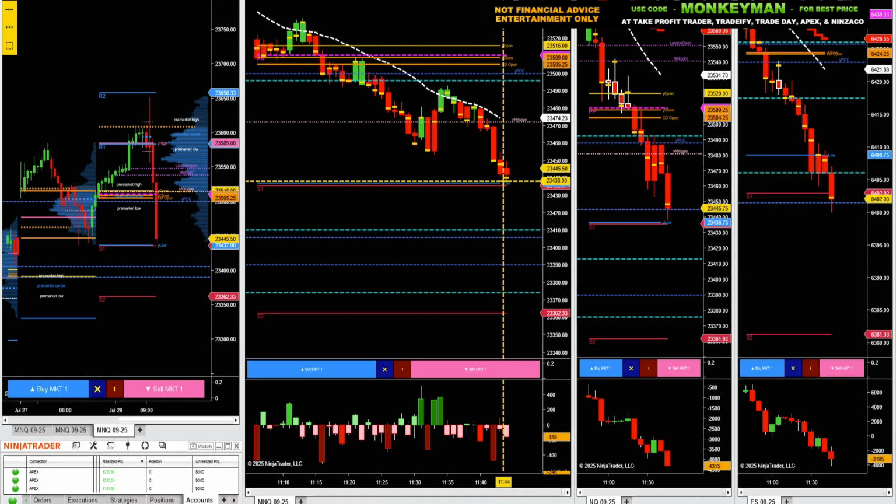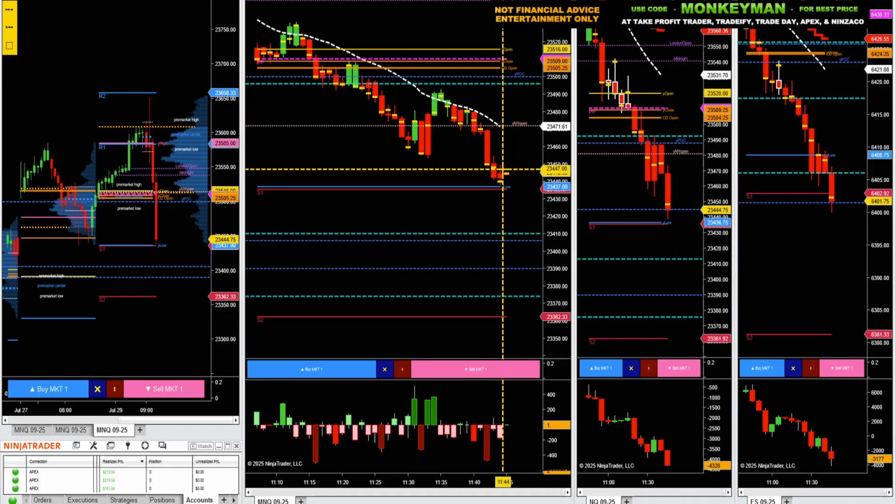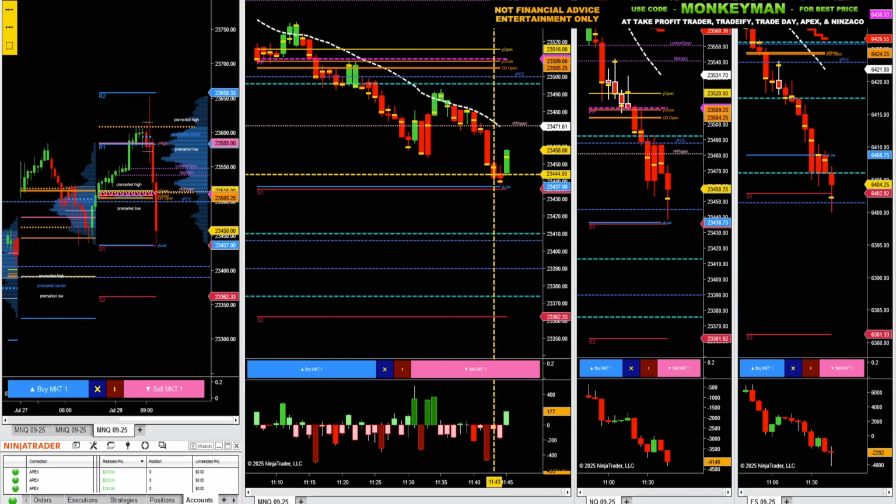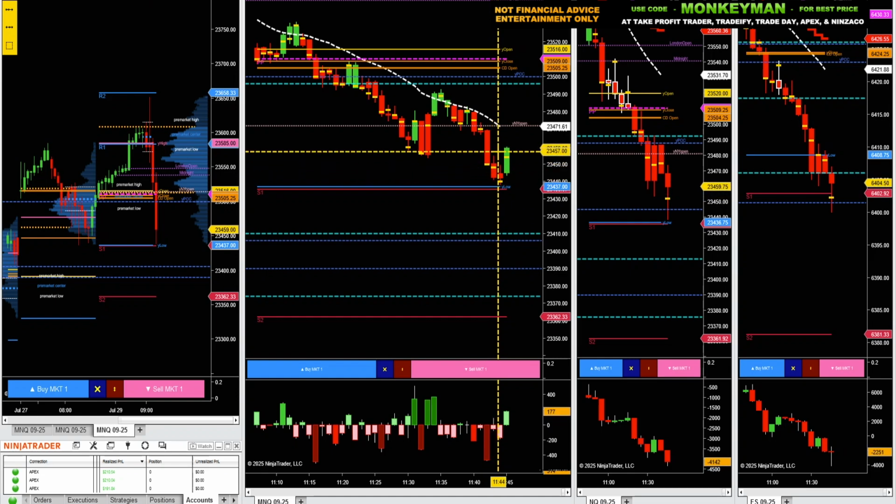We just got a rejection off of yesterday's low area. I tried to get a little bounce trade in there. I got a bad fill. It came back up to the 50 level. I hopped out just for a couple points. Wasn't feeling super confident about it, but there we go. Could have easily got my full 10 points there.